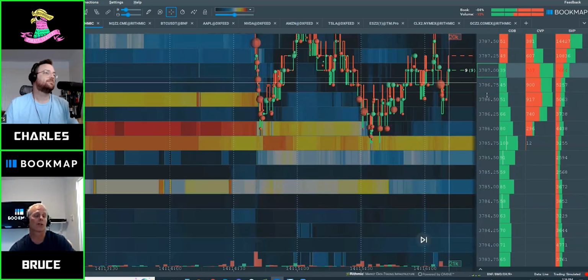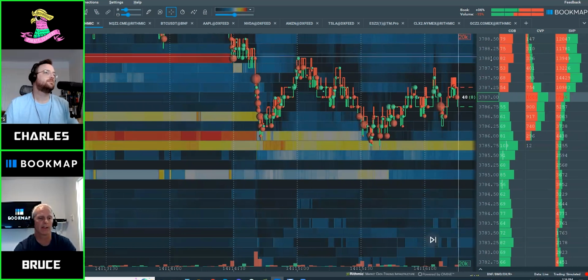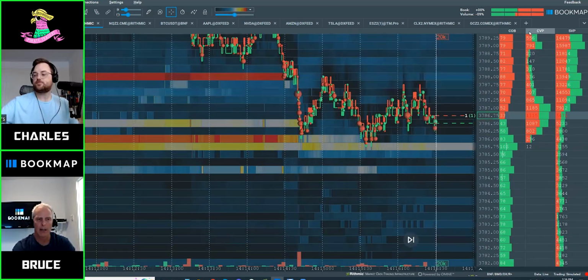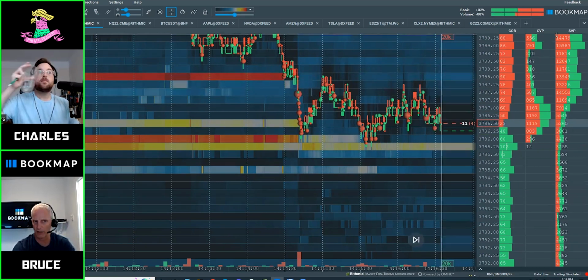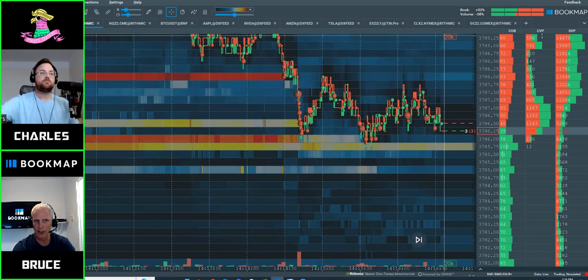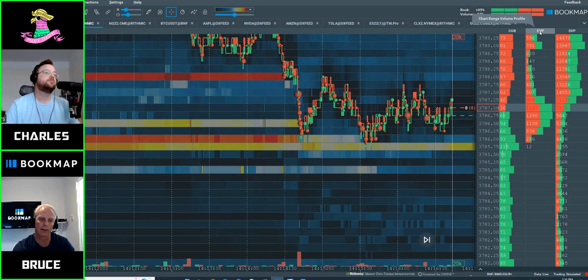So again, we're just starting to understand the auction process. Do they really want to be buyers down here? That's it. And then CVP is actually historical, and SVP is actually historical as well. This is showing you the chart range volume profile. That's what CVP stands for.